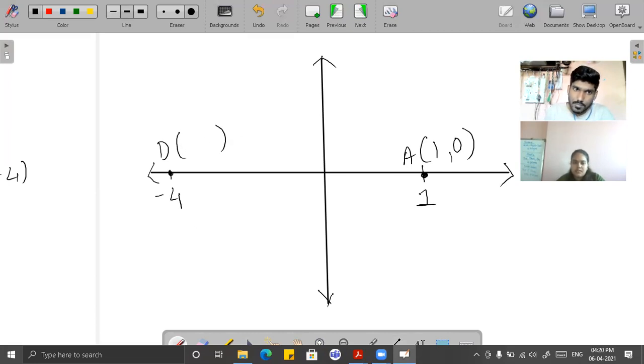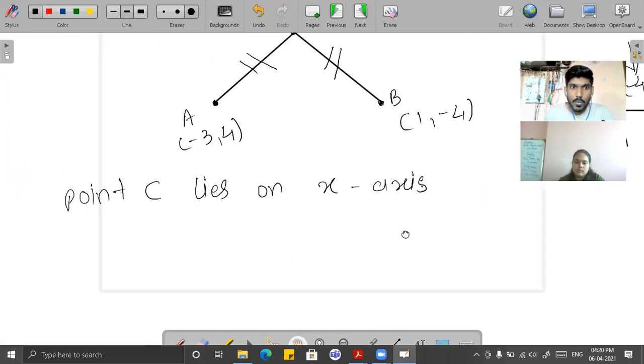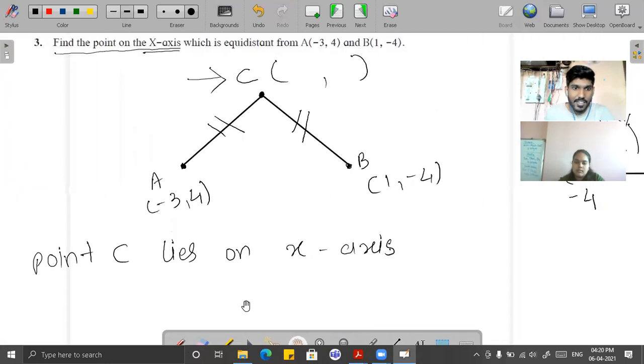-4, 0. Correct, -4, 0. If you notice carefully, the x part has some number and the y coordinate is always 0. Now coming back to our sum, point C lies on the x-axis.